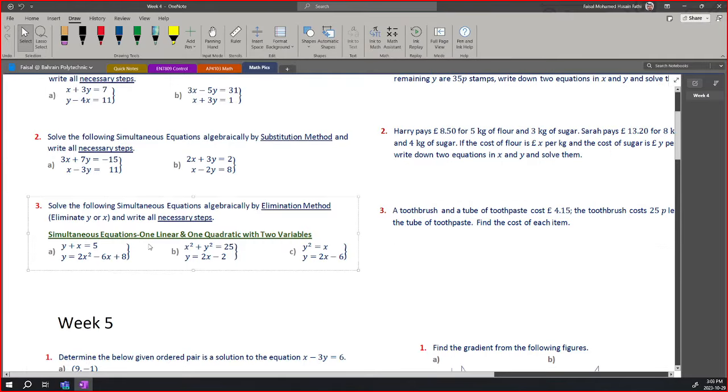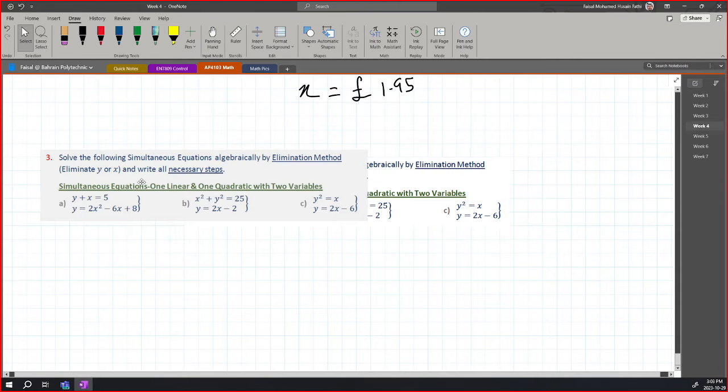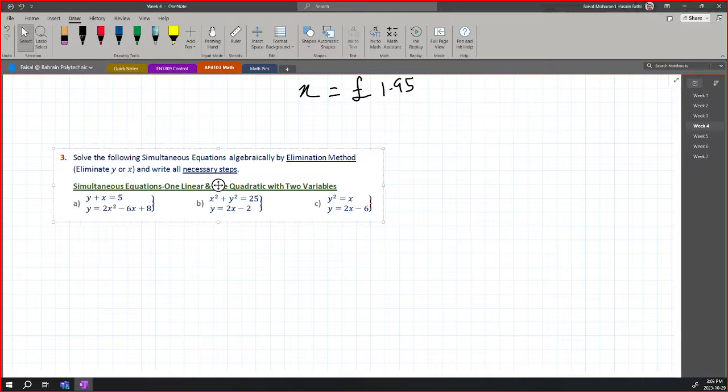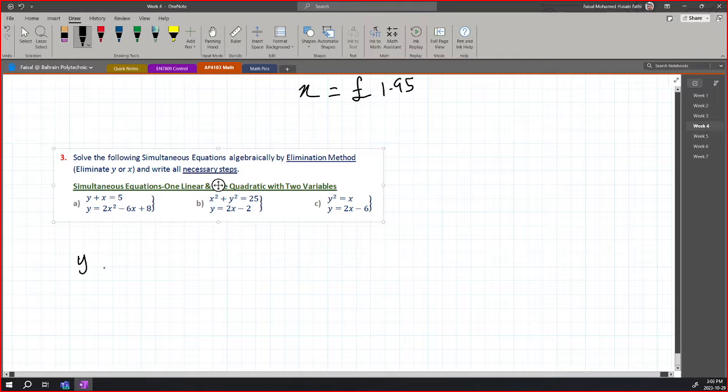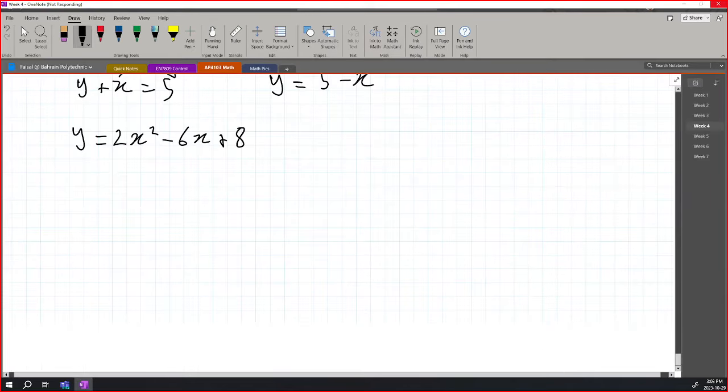This one. You want me to do this in the substitution method, right? Part A. The equations we have are y plus x equals 5 and y equals 2x squared minus 6x plus 8. Whatever is not quadratic, which is y in this case, that's what you will keep on the side. y is equal to, we will take the x to the other side, so it is 5 minus x. Then we will substitute in y.